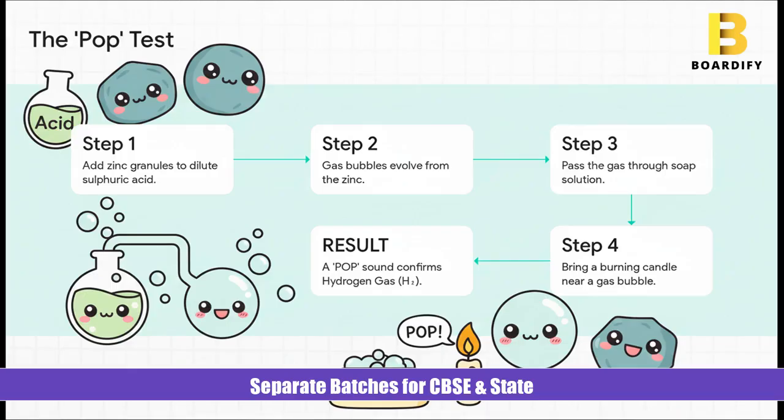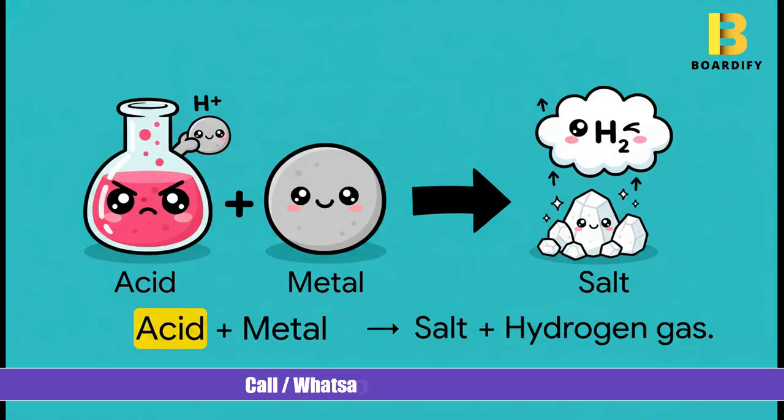You absolutely need to remember this one for your exams. So the general rule is simple. An acid plus a metal gives you a salt and hydrogen gas. Basically, the metal is strong enough to push the hydrogen out of the acid and take its place. That's a displacement reaction, and it's a super important concept.